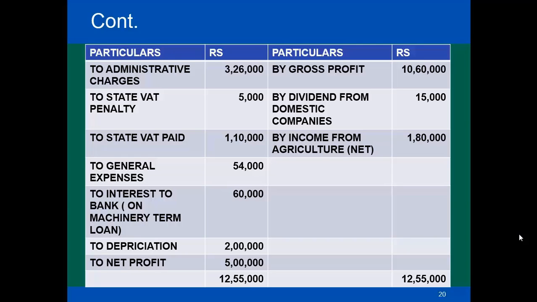There was a state VAT penalty which was paid amounting to rupees 5,000. State VAT paid was 1,10,000. General expenses incurred were 54,000. There was an interest to bank on machinery term loan amounting to 60,000 was paid. Depreciation for the year was 2 lakhs, resulting into a net profit of 5 lakhs for the company.